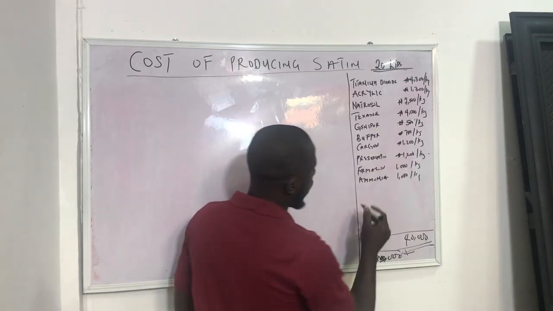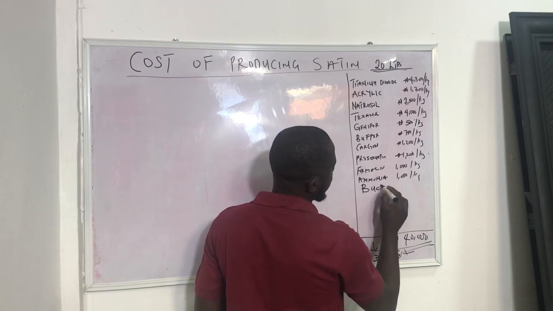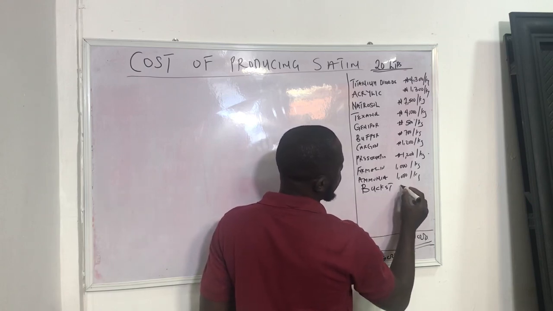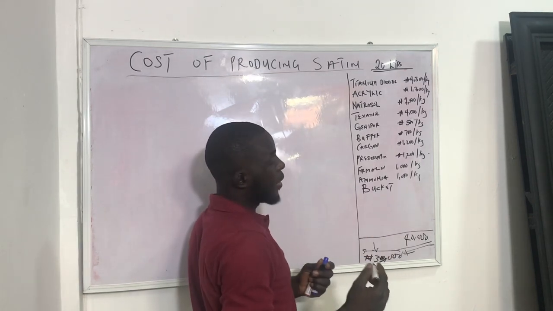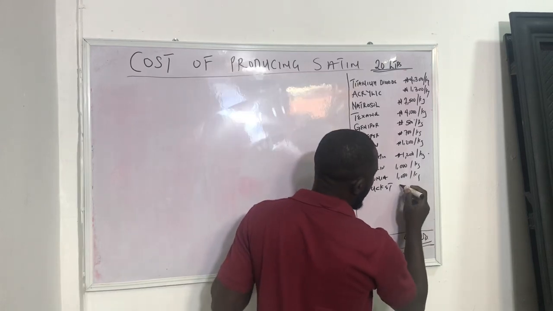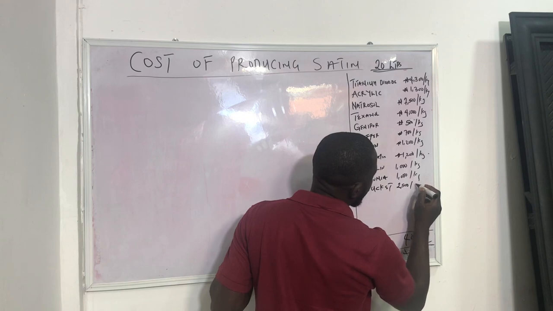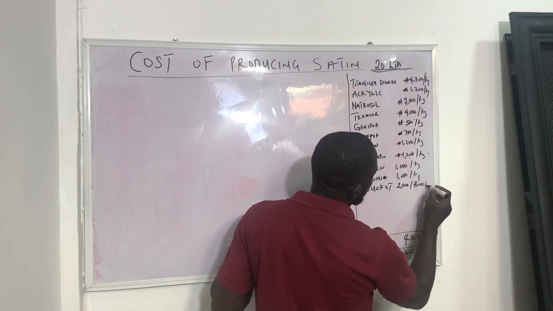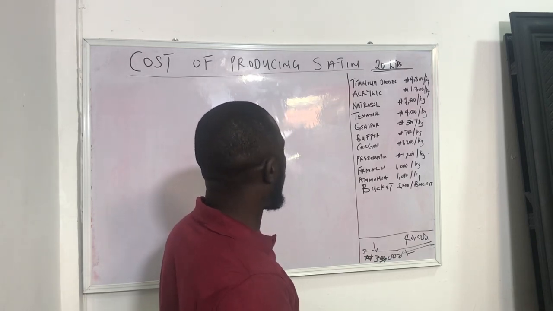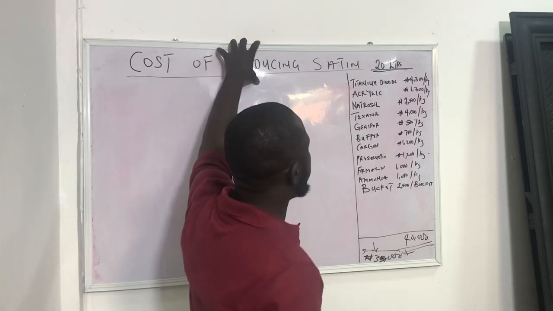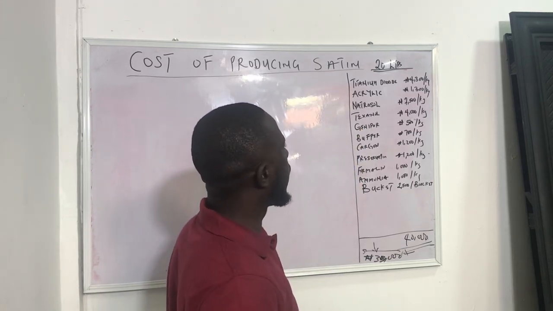Another thing that you must put into consideration is your bucket. It's also part of your production. The bucket is one of the expensive materials in paint production, about 2,000 to 2,500 naira per bucket. So how do you determine the cost of producing a certain white paint on a budget of 35,000 naira?